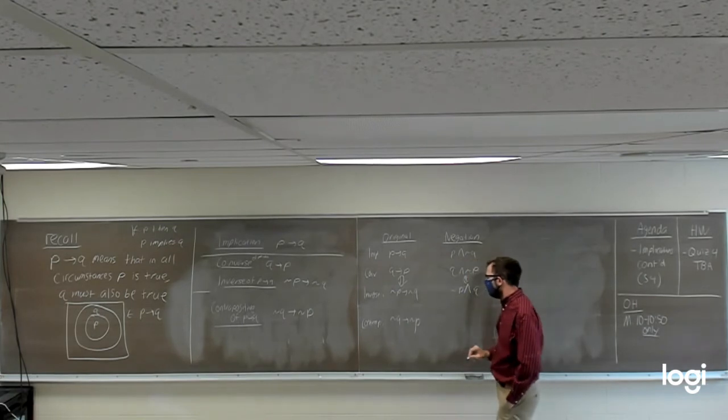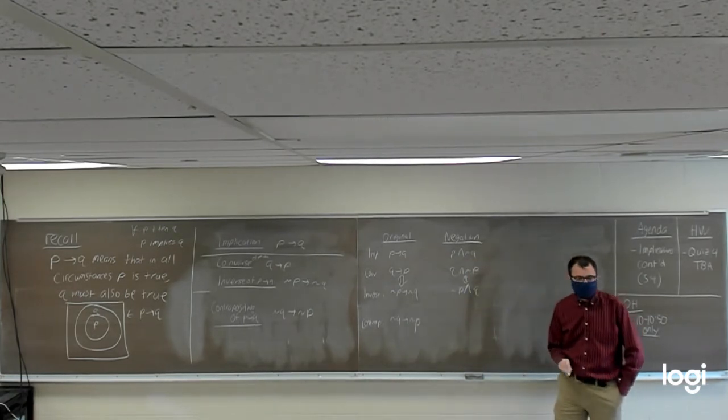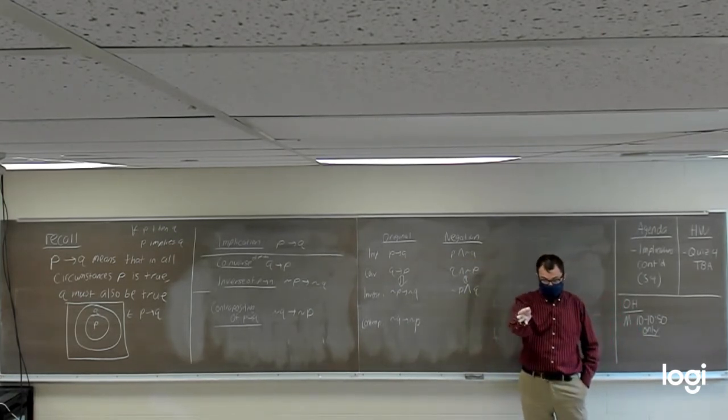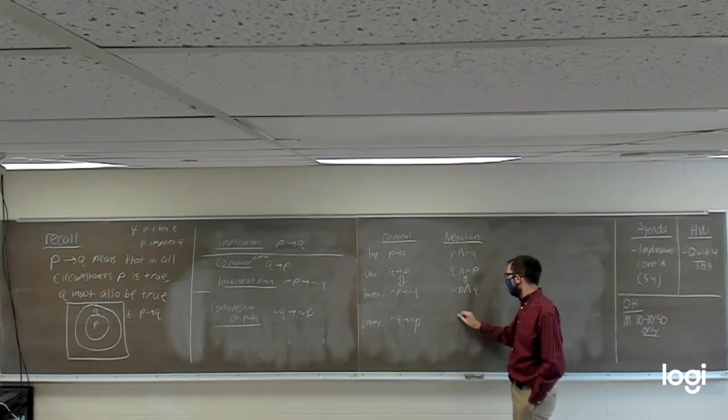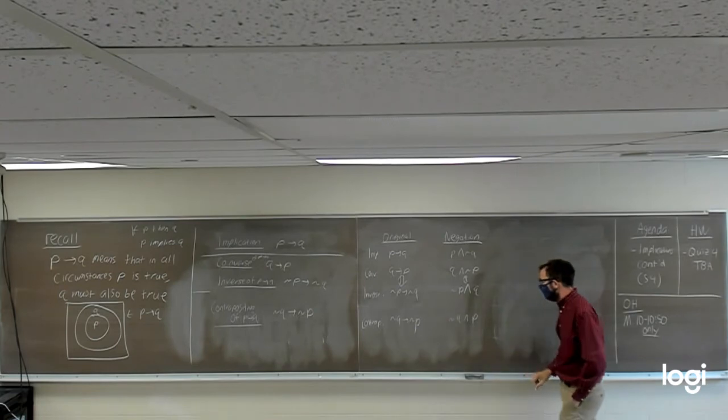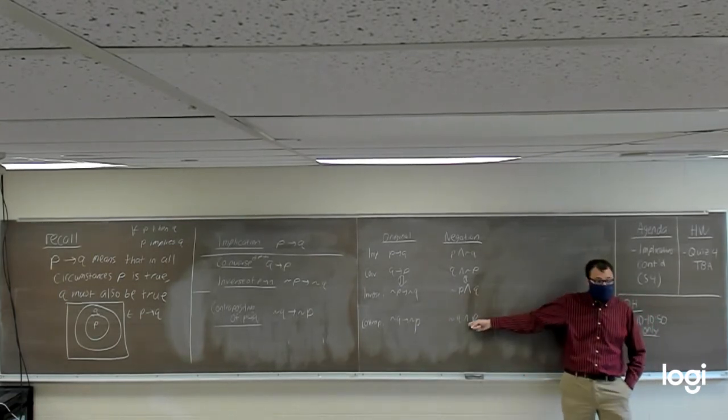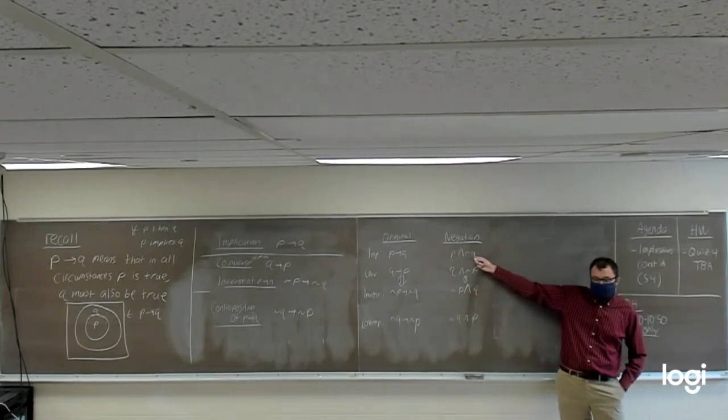Finally, we have the contrapositive, not Q implies not P. How can we negate that one? Not Q and P. Not Q and not P, which is P. Is that one logically equivalent to the original negation?